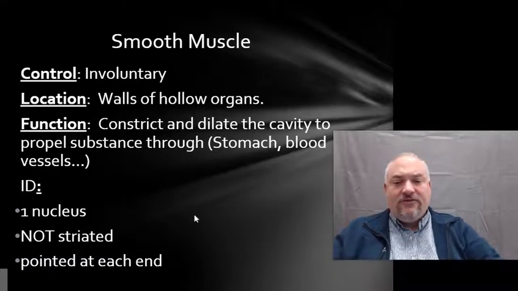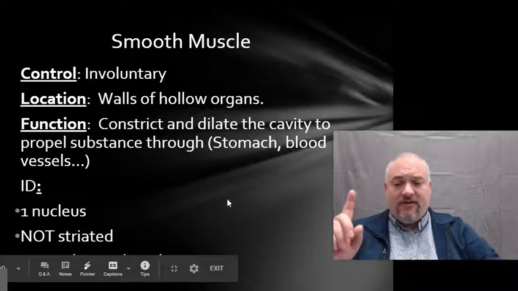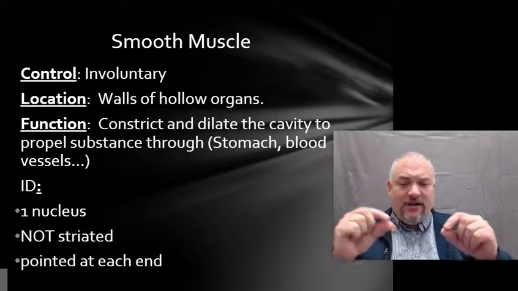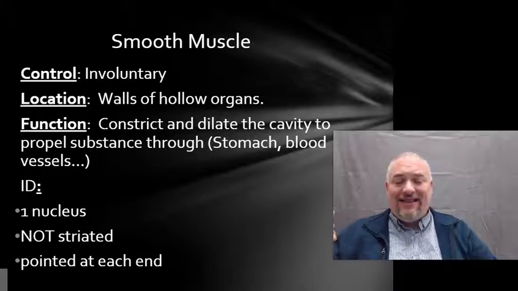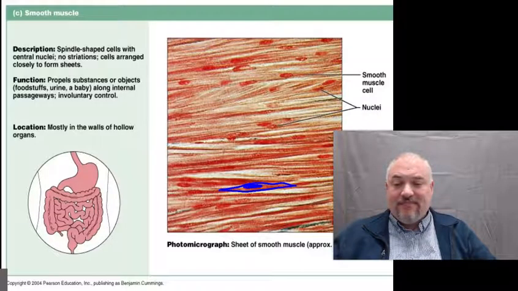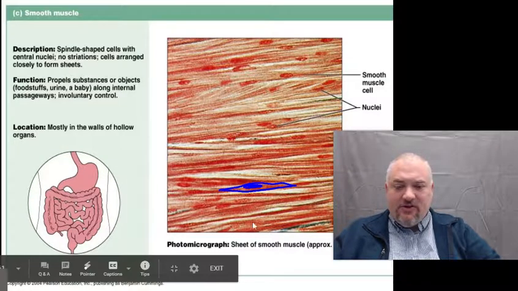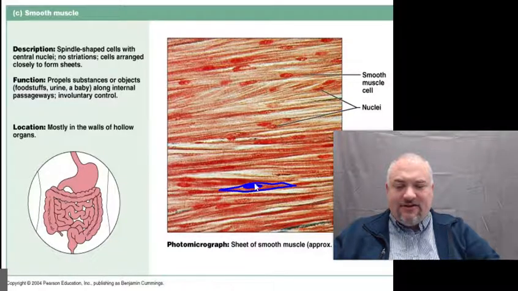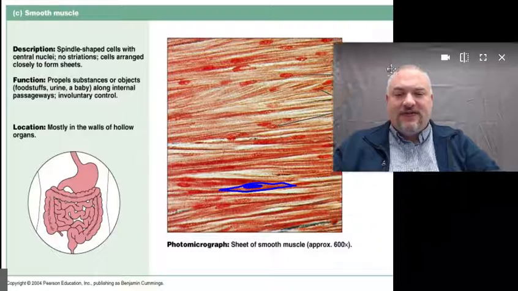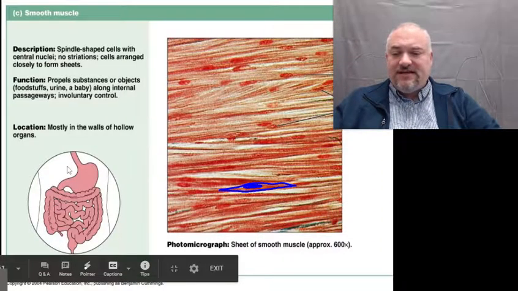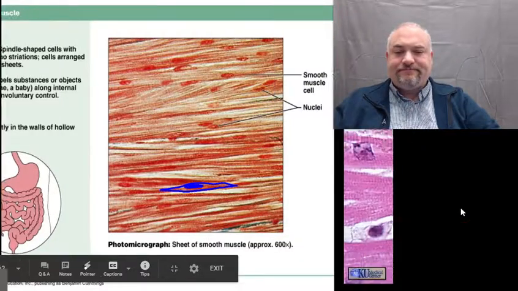As far as ID goes, they're generally smaller cells. They only have one nucleus. They are not striated, and they're kind of pointed at each end. I think of them as looking like kayaks. Okay, so here I have a bunch of them. You don't see the striations, and I've outlined one of them. There's the cell, and then the nucleus in the middle looks like the cockpit in a kayak. So we've got something that looks like kayaks. That is smooth muscle. And you can see it lining all these hollow organs.